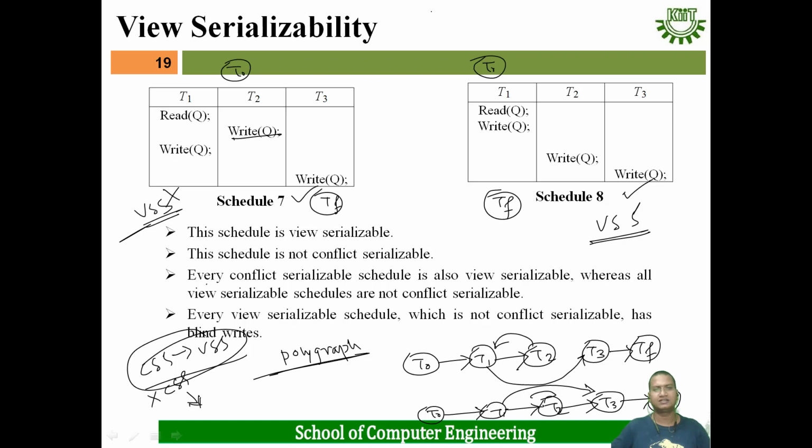This is a blind write. This is a blind write. A write is a blind write if, before that, a read operation is not present. Here read operation is not present. Here also read operation is not present. This is known as blind write.